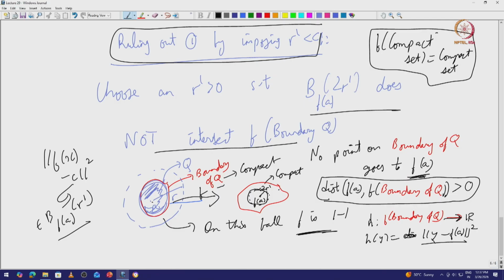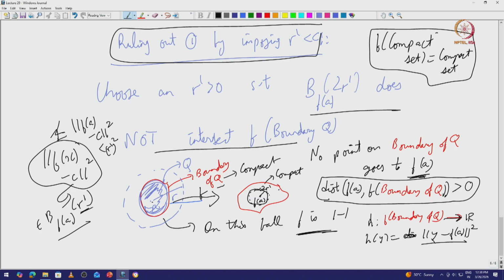Now the point is, if the minimum of this function is achieved on this red region, then there is a problem. Why? Because then the minimum is certainly less than f of a minus c square, right? And how large is f of a minus c? It is at most r dash square, right? But the trouble is, we have just agreed that if you take the boundary of Q, its distance from f of a is at least 2r dash.